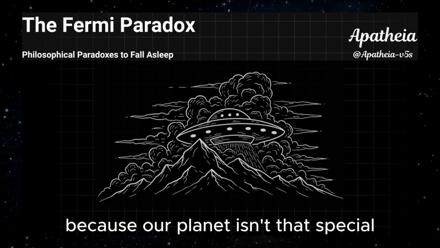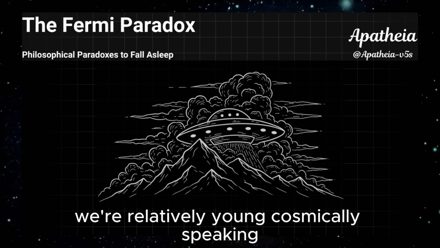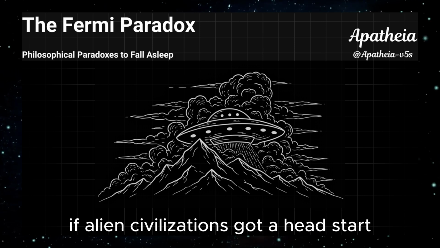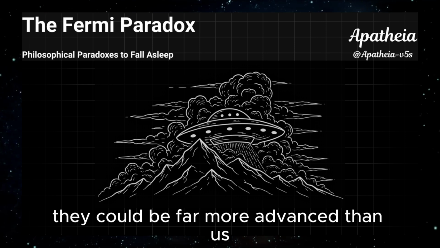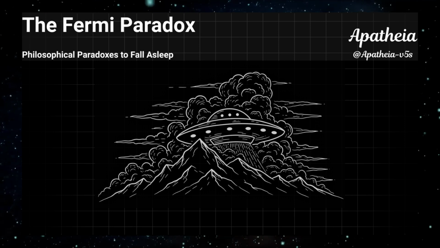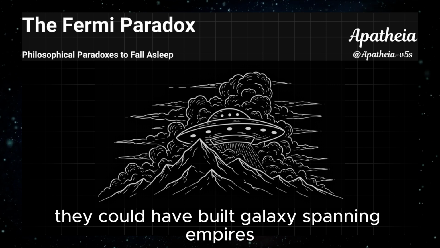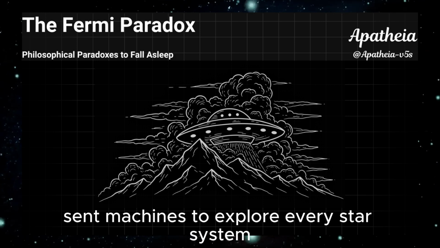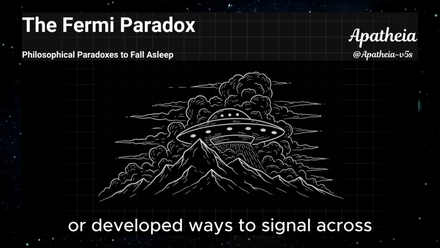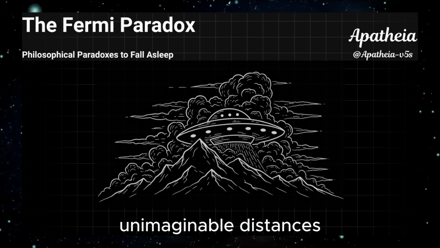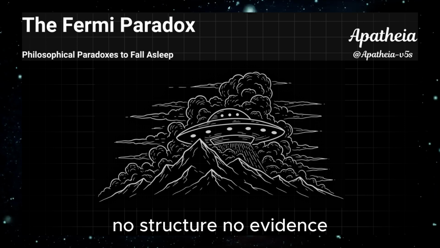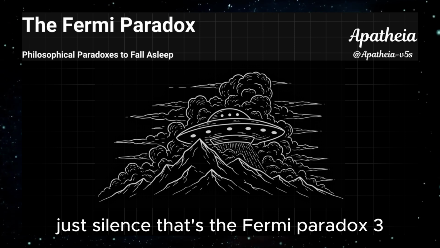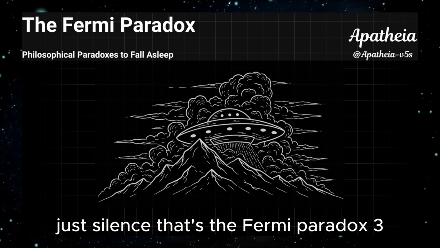Because our planet isn't that special. We're relatively young, cosmically speaking. If alien civilizations got a head start by just a few million years, they could be far more advanced than us. They could have built galaxy-spanning empires, sent machines to explore every star system, or developed ways to signal across unimaginable distances. But there's no trace, no message, no structure, no evidence. Just silence. That's the Fermi Paradox.